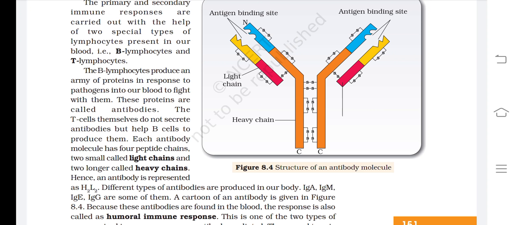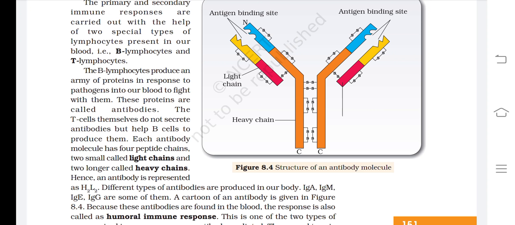Each antibody molecule has 4 peptide chains, 2 small called light chains and 2 longer called heavy chains. Hence, an antibody is represented as H2L2. Different types of antibodies are produced in our body. IgA, IgM, IgE, IgG are some of them. A cartoon of an antibody is given in figure 8.4.